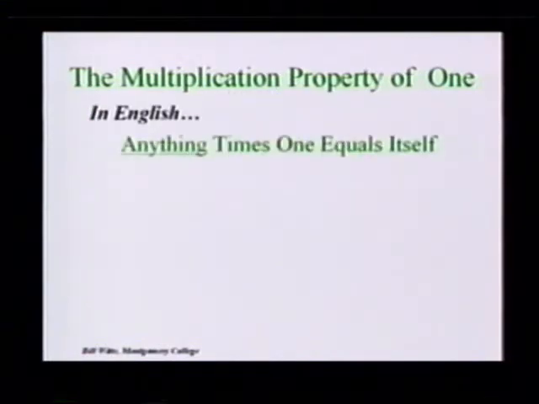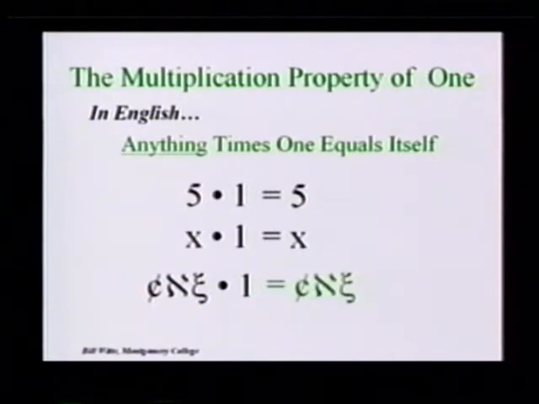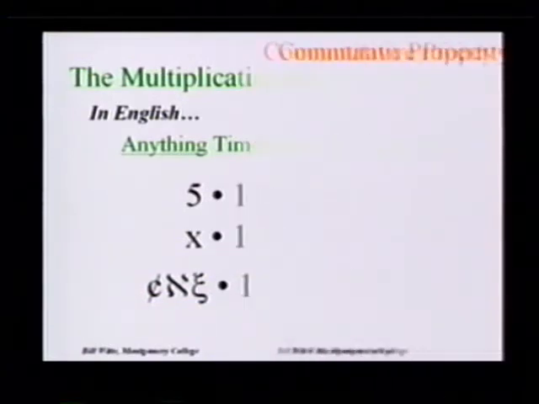Now, what was another property? Oh, the multiplication property of 1. That's very similar, but in this case, anything times 1 equals itself. 5 times 1 is 5. X times 1, I don't even know what x is, but I know x times 1 is x. And times 1 is, let's hear it, you knew that, okay? A couple more properties we covered.